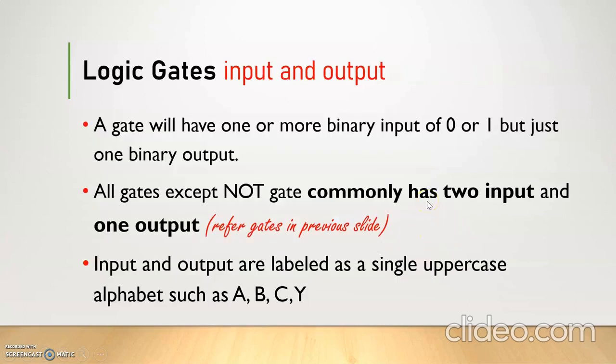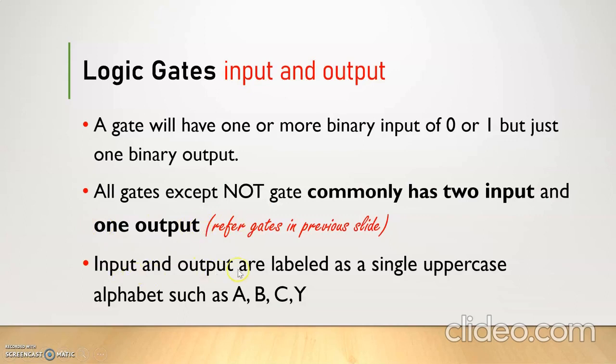Okay, logic gates, input and output. A gate will have one or more binary inputs. Binary means 1 or 0. A gate will have one or more binary inputs of 1 or 0, but just one binary output. Output cannot be more than 1. Input can be more than 1. Input can be 2 or more, or input can also be 1 for a certain gate. For what gate? For NOT gate, we have only one input. All gates except NOT gate commonly have 2 inputs and 1 output.